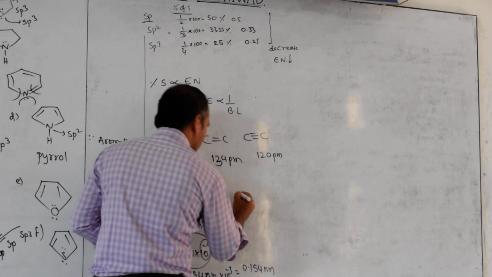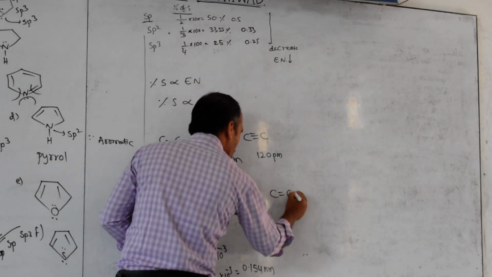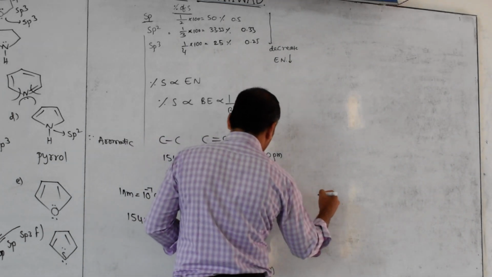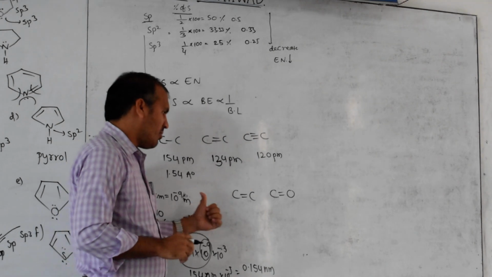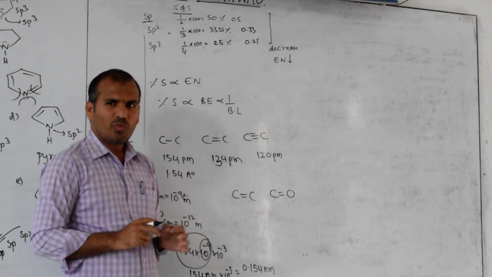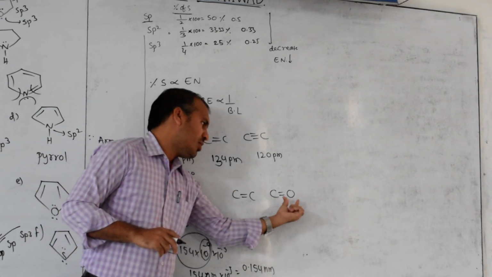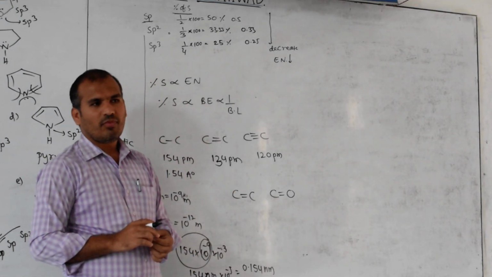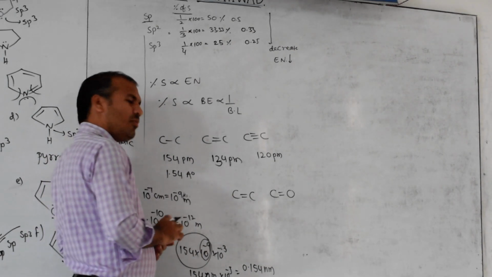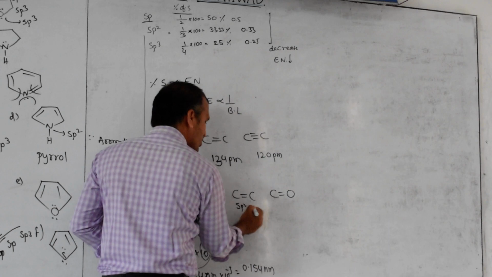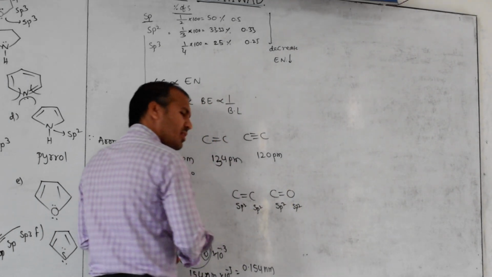If they ask like this: carbon-carbon double bond, and carbon double bond oxygen, with two double bonds given. Which has more bond energy, C double bond C or C double bond O? Now find out the hybridization. What is the hybridization of this one? sp2. What is it here? sp2. Both are the same.